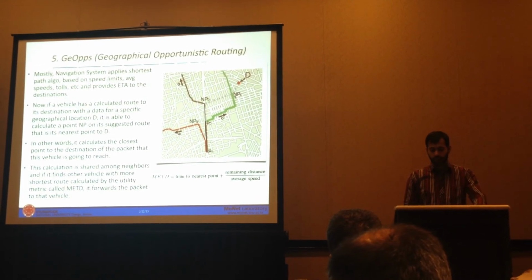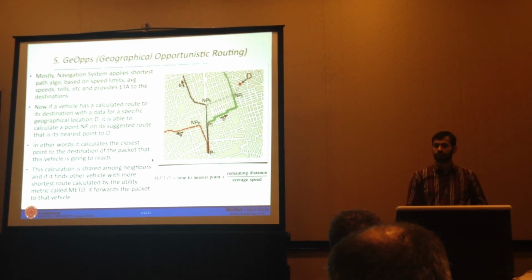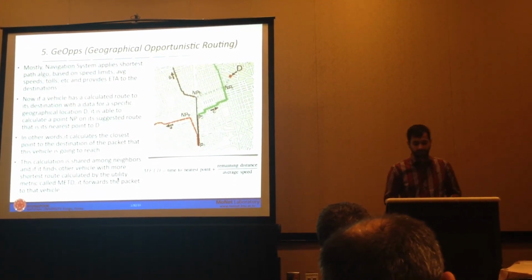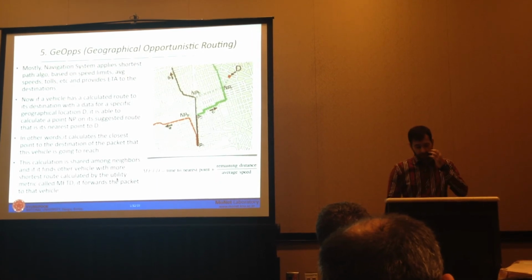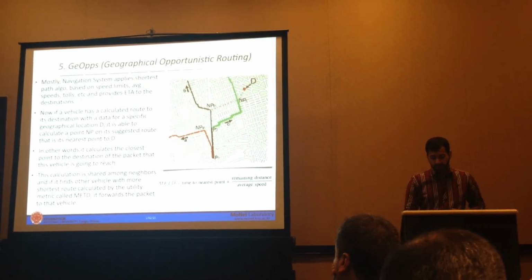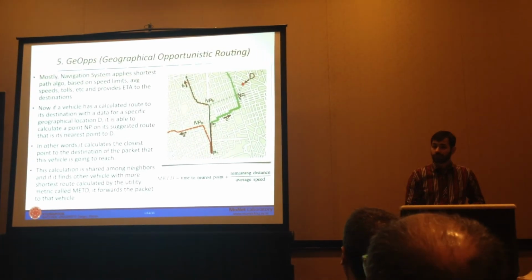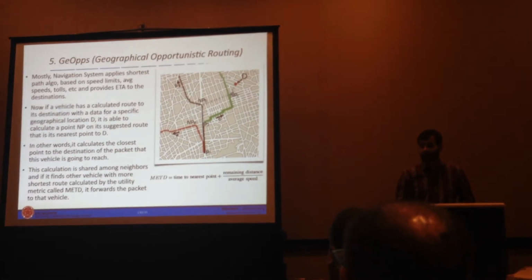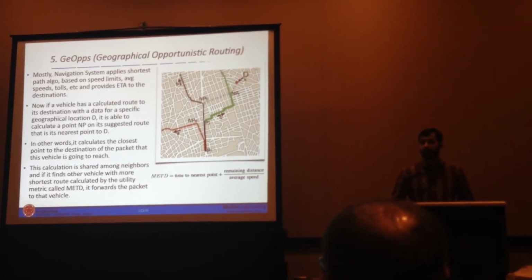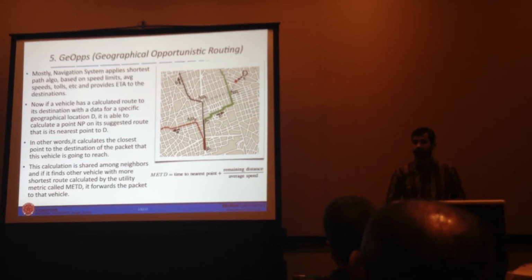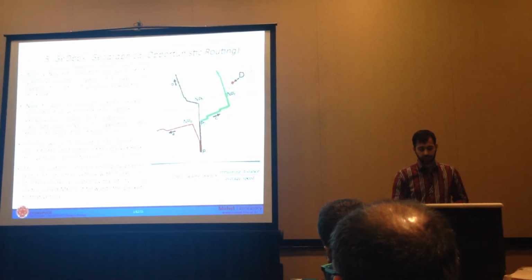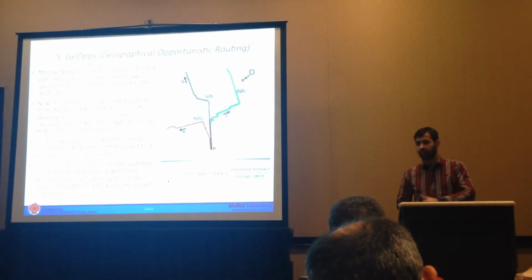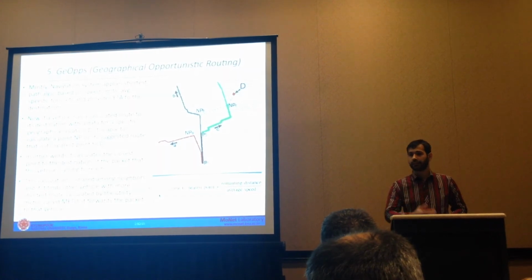That's how it worked, and the main contribution of this protocol was to introduce the term METD, which is minimum estimated time of delivery. This was calculated from the time to the nearest point, the average speed of the current vehicle, and the remaining distance between the nearest point and the final destination. By applying this formula, we can get the value of this variable, METD. Any vehicle with the minimum METD value among neighbors would be selected as a forwarder.